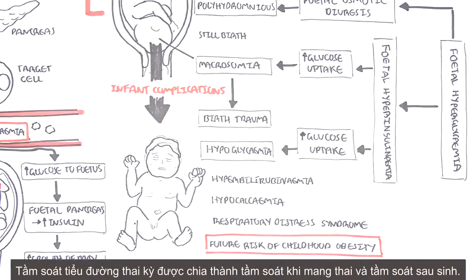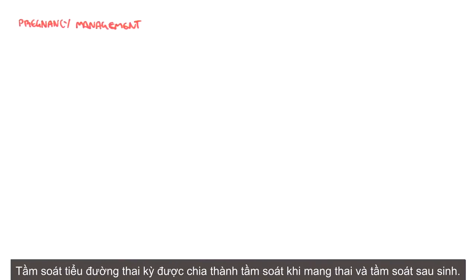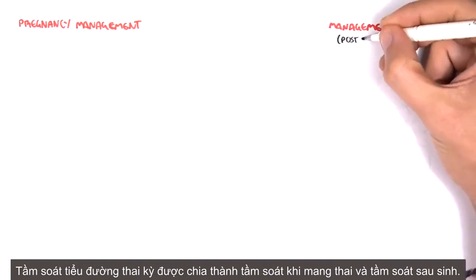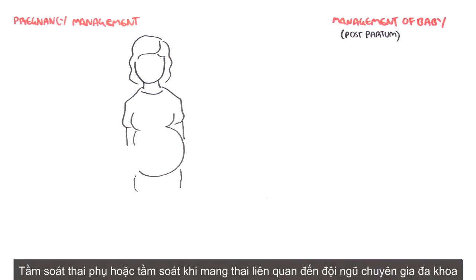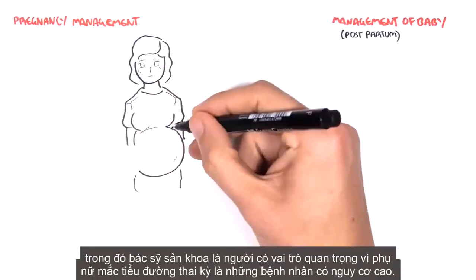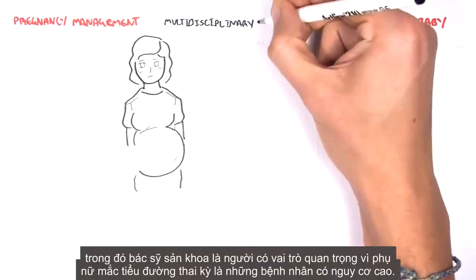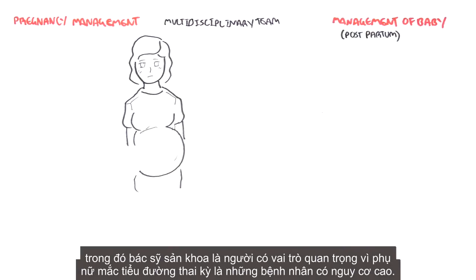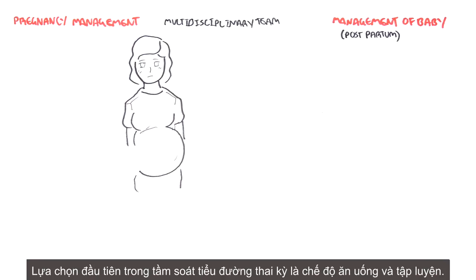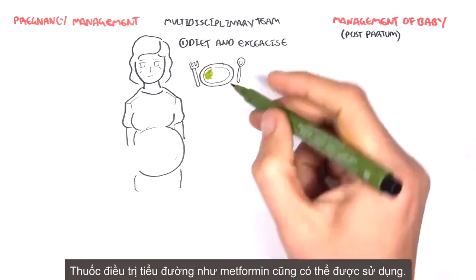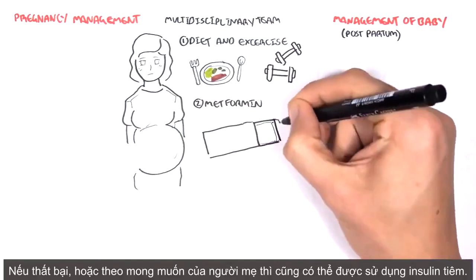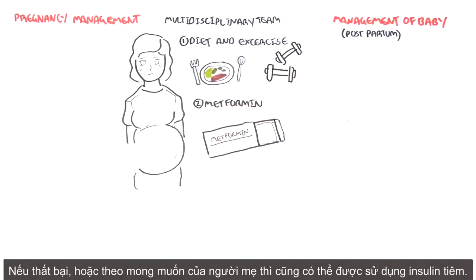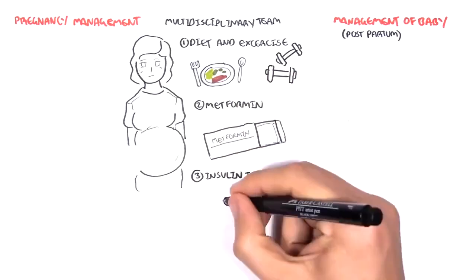The management of gestational diabetes can be divided into managing the pregnancy itself and managing the baby after delivery. The maternal management or pregnancy management involves a multidisciplinary team where the obstetrician plays a vital role, as a woman with gestational diabetes is a high-risk patient. The management first line is diet and exercise. Use of diabetic medications, including metformin, can also be used. If this fails, or if the mother prefers, insulin injections can be used.